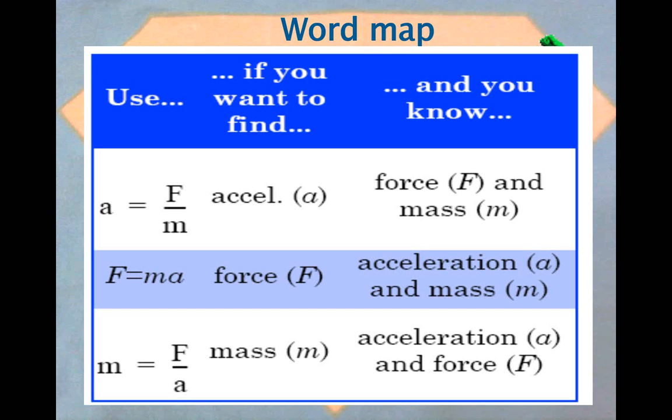How to solve for acceleration: a equals force divided by mass, where the force is equal to the mass times acceleration, and where the mass is equal to the force divided by acceleration.